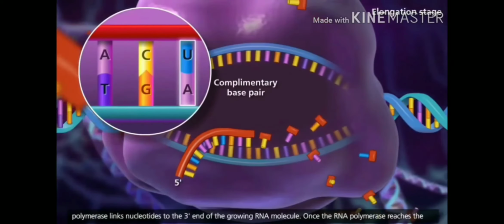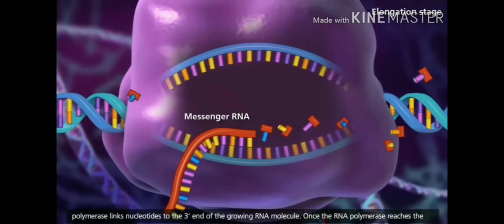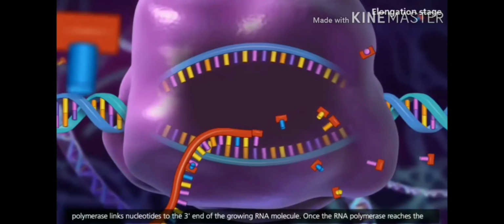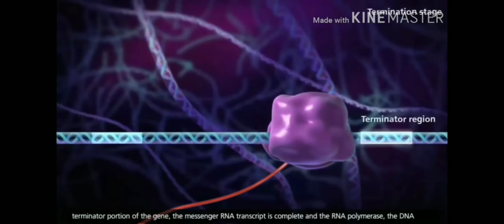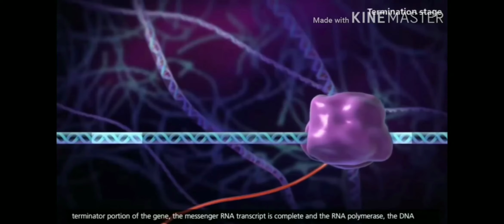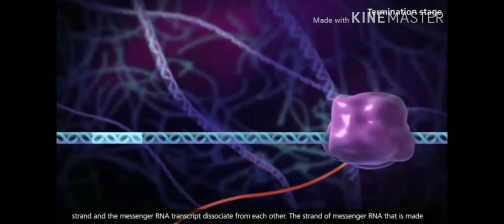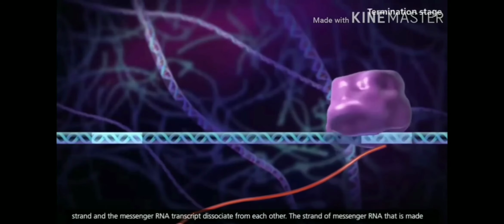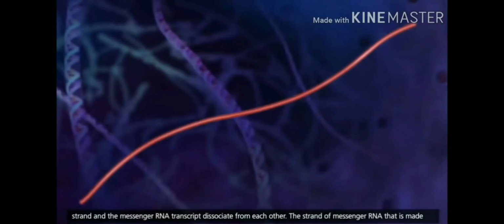The RNA polymerase links the nucleotide to the 3' end of the growing RNA molecule. Once the RNA polymerase reaches the termination region of the gene, the messenger RNA synthesis is complete. Now the RNA polymerase, template DNA strand, and the newly synthesized messenger RNA dissociate from each other.